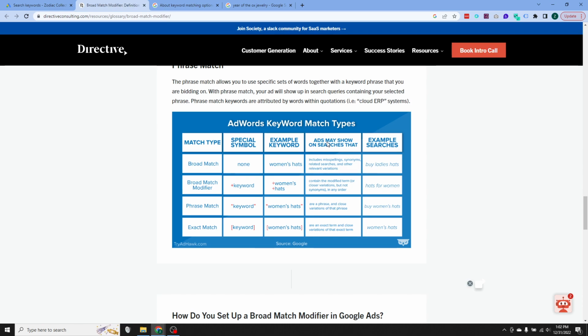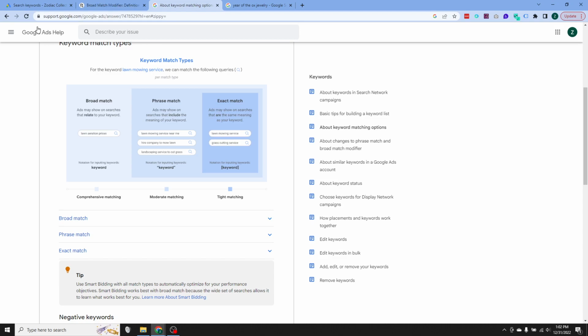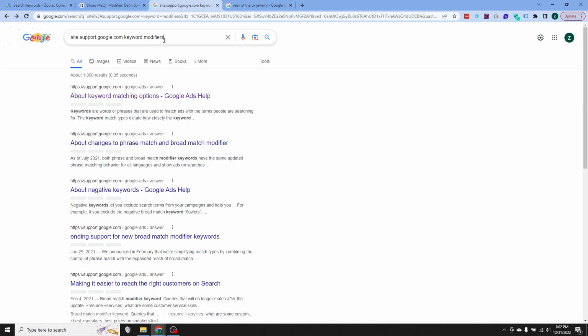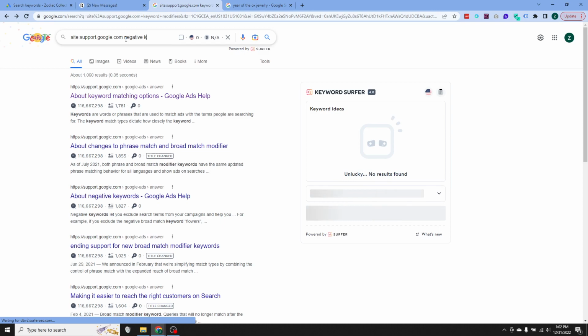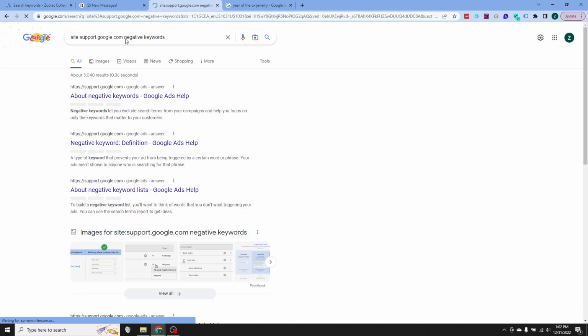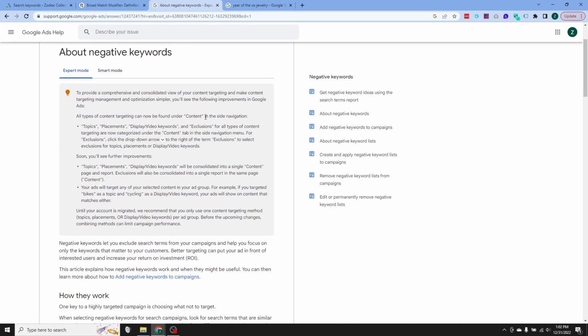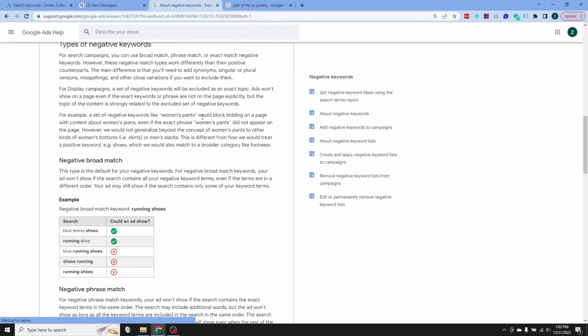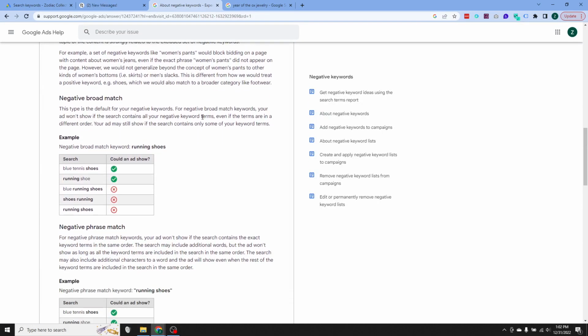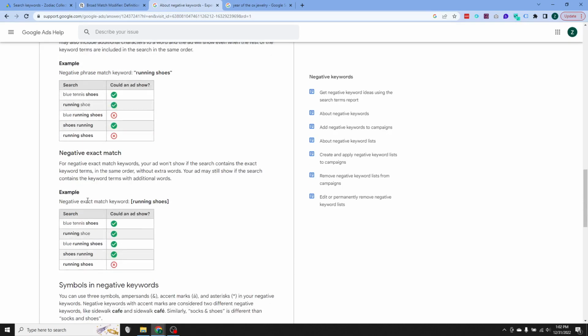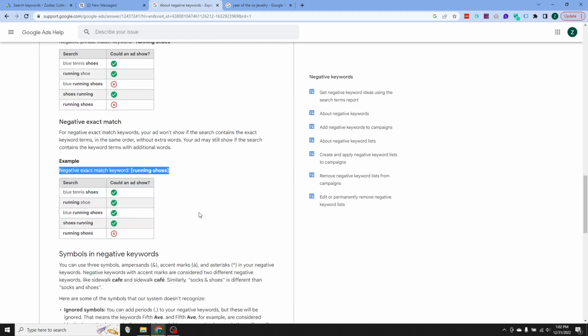Now, as keywords for targeting have gotten more broad, negative keyword modifiers haven't really changed. So we're going to pull up the Google support docs on these and take a look at their definitions. There's basically exact match, phrase match, and broad match negative keywords. So here's how this works. We have the broad match example, the phrase match example, and then the exact match example.